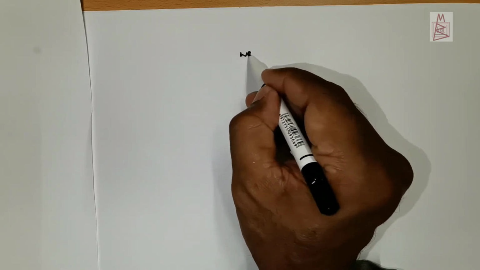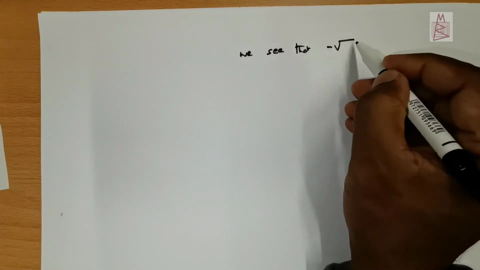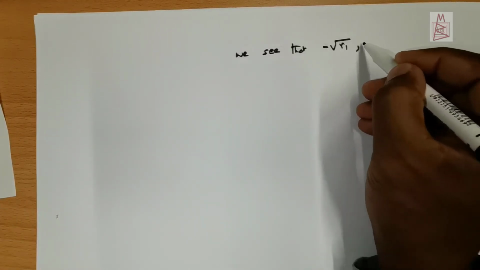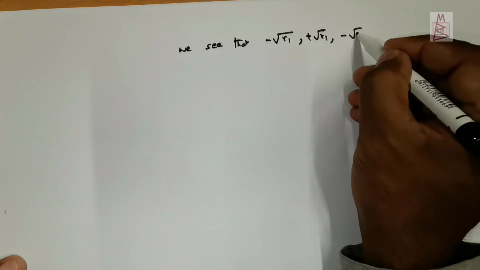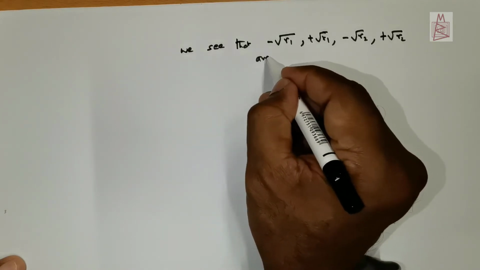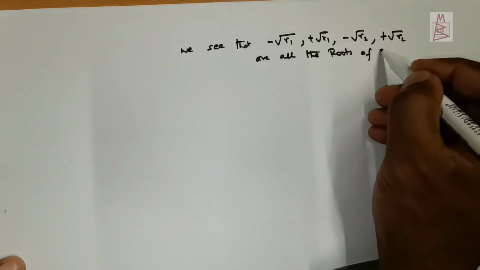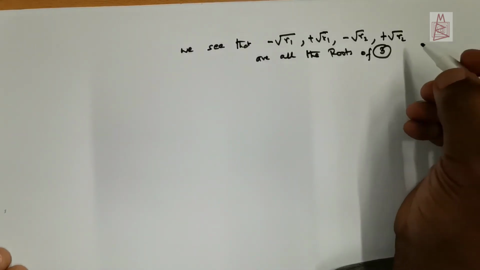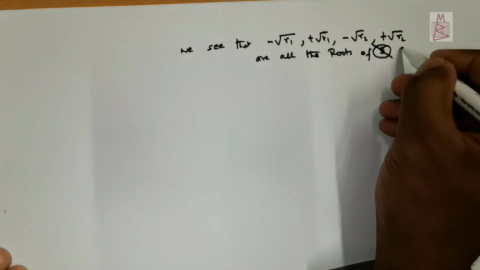Now I'm going to change the page and I'm going to be using this page. So clearly we see that minus root of R1, plus root of R1, negative root of R2, positive root of R2 are all the roots of equation 3. I would say this should be equation 1, the parent equation.